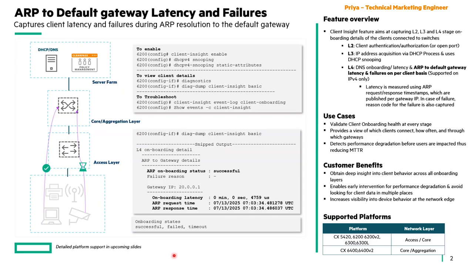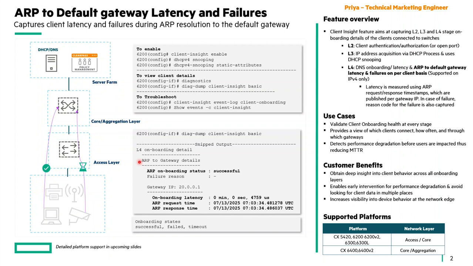And to the left, you see a picture here, and I have described how to enable the feature, how to view the client details, and how to troubleshoot this as well. So let's go through this part now. Once a client onboards, it can either be successful, it can be partial, or it can also time out. So depending on these three states, we'll talk about the ARP to default gateway latency and failure.